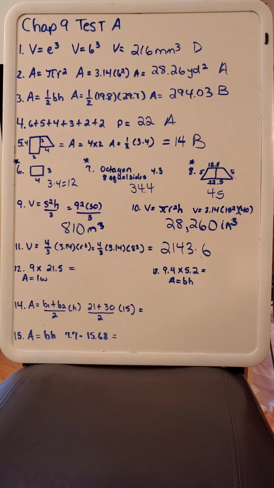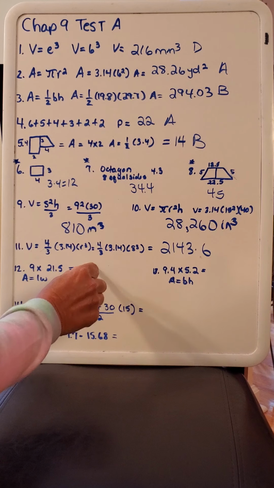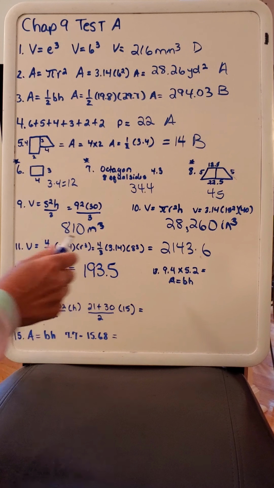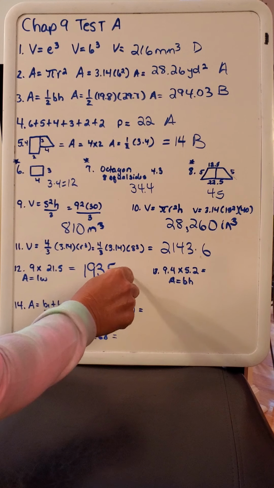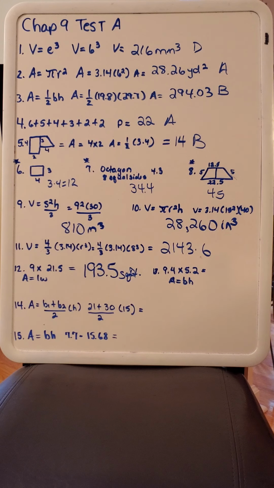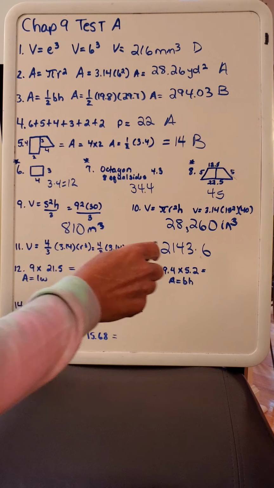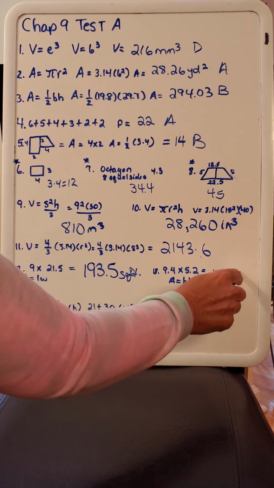Number 12 asks you to find the area. So actually 12 through 15 is finding the area. So we have the rectangle, and so the length and width is 9 times 21.5. So that would be 193.5. And that will be square feet. Okay. Number 13 is a parallelogram. So area is equal to base times height. So 9.4 times 5.2 is going to be 48.88.